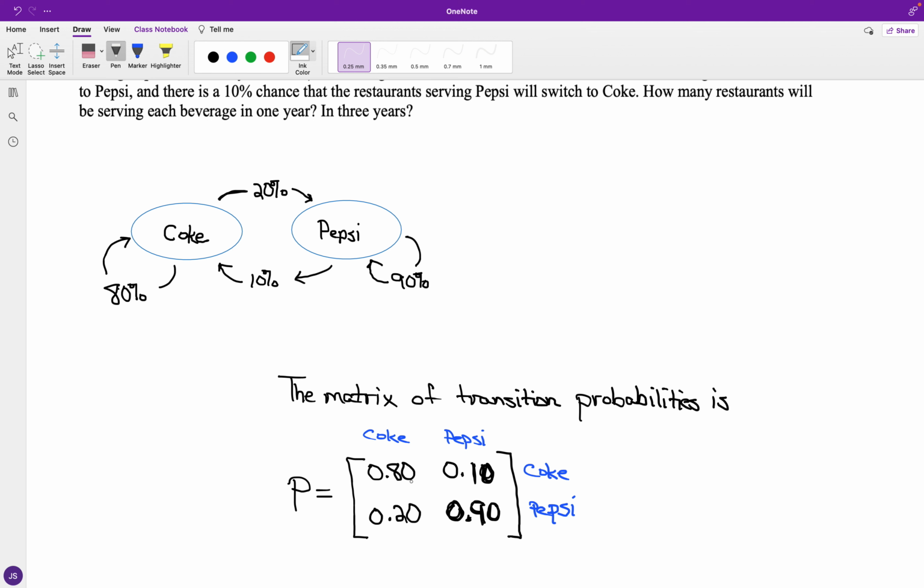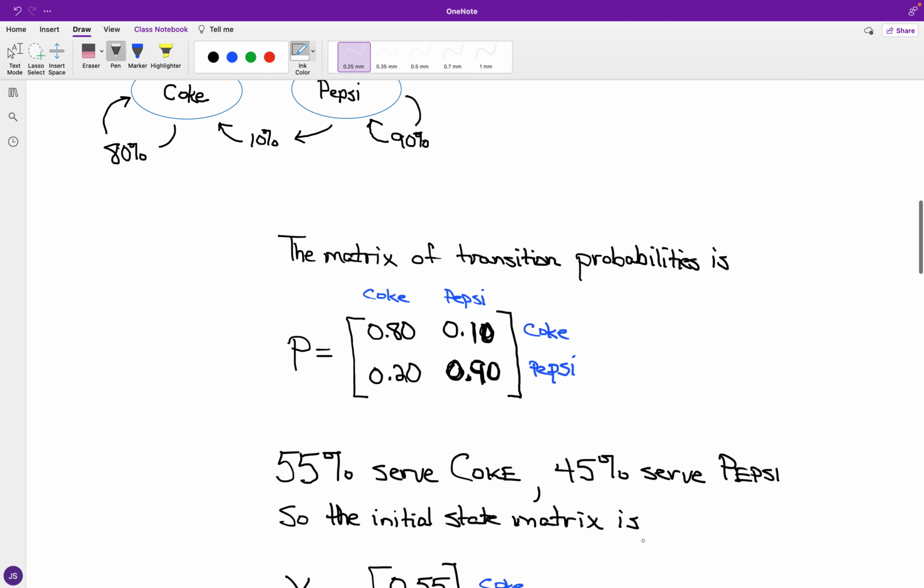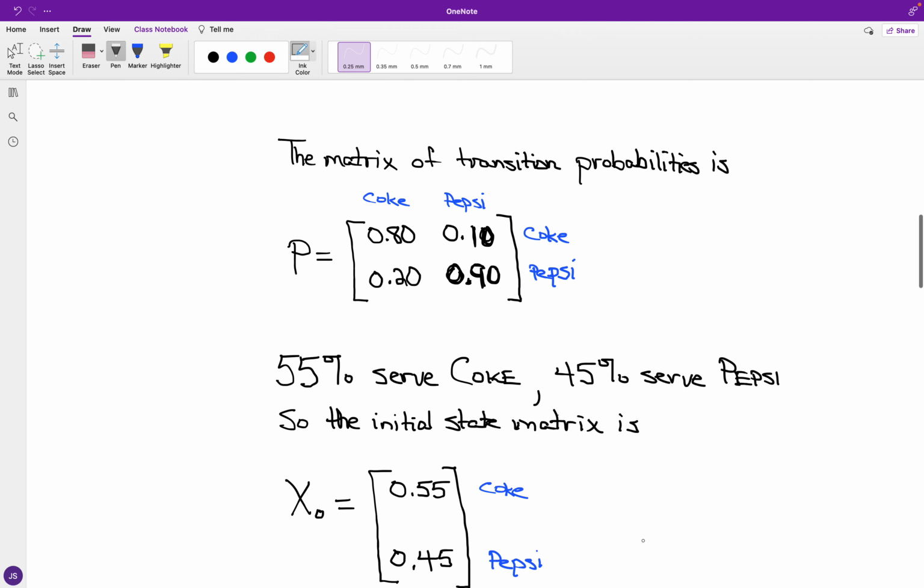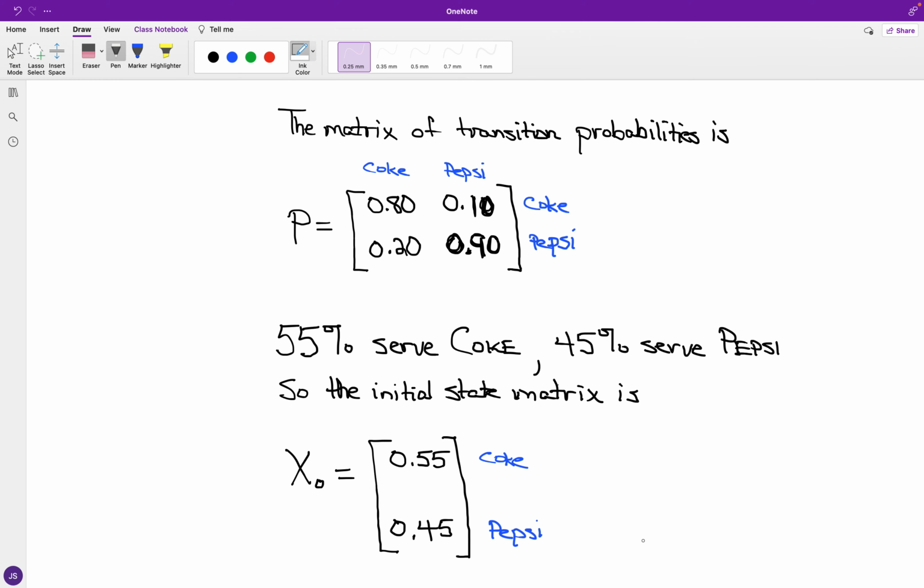It's a square matrix, and the sum of the probabilities in each column has to be 1. Sticking with Coke, for restaurants already serving Coke, there's an 80% chance of staying and 20% of switching over to Pepsi. Looking at it through the lens of restaurants serving Pepsi, you have a 10% chance going from Pepsi to Coke and a 90% chance of sticking with Pepsi. And from the start, again, 5,500 out of the 10,000 restaurants serve Coke, and initially 4,500 out of the 10,000 restaurants serve Pepsi.